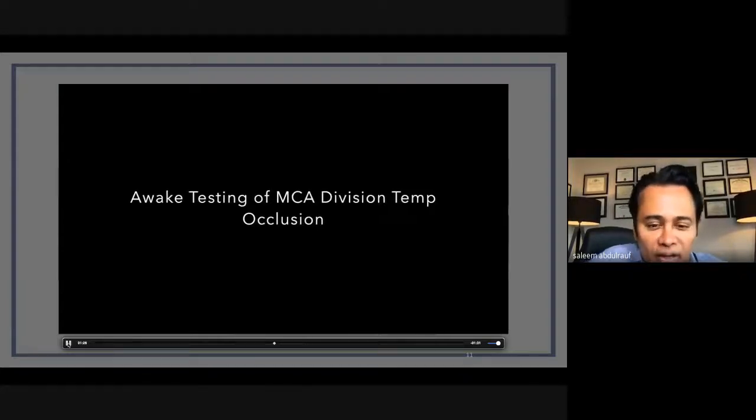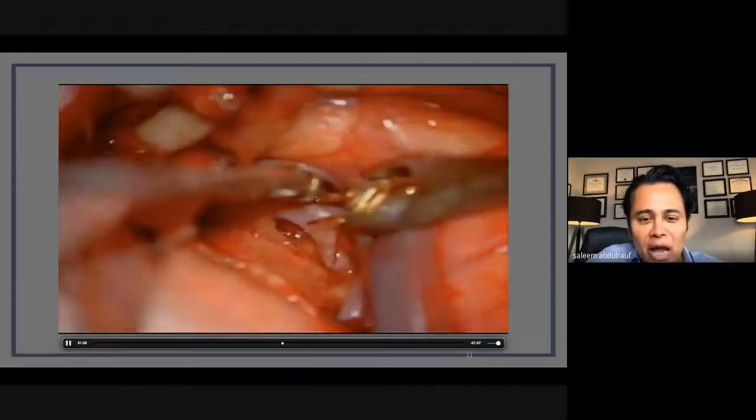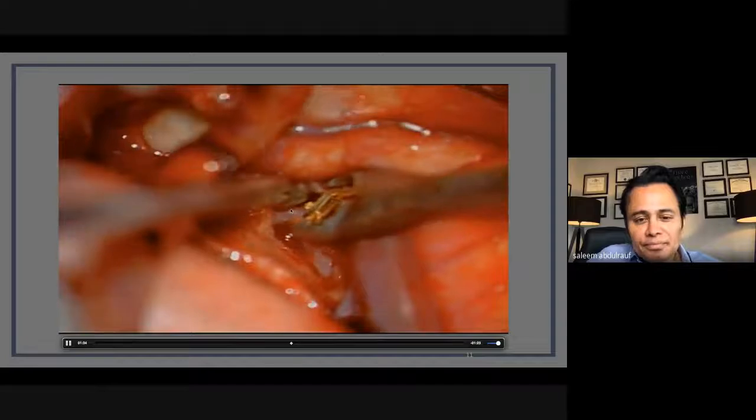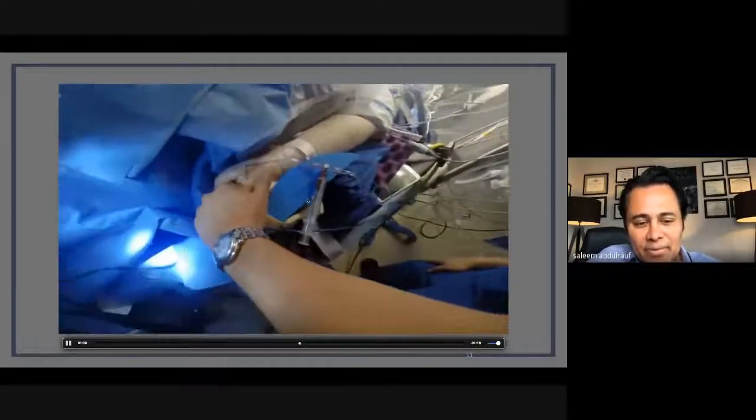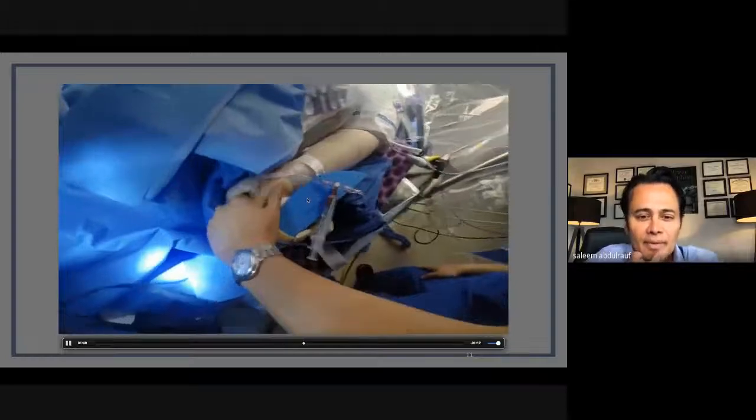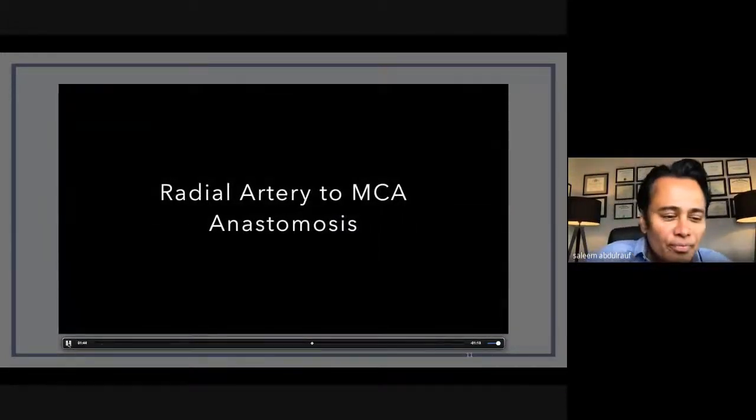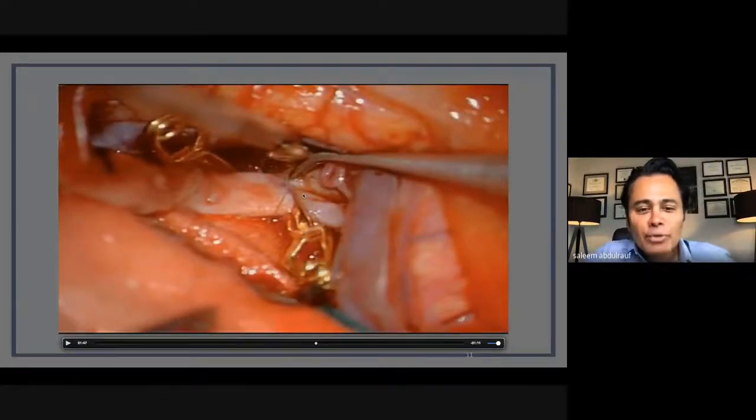How am I going to know here? Let me show you. So I come to the sylvian fissure. I put a temporary clip. I wait. Check the patient. There, squeeze my hand. Perfect. Let go. Okay. Now I'm happy to proceed to do the anastomosis because I'm talking to the patient and the patient is moving her left hand.